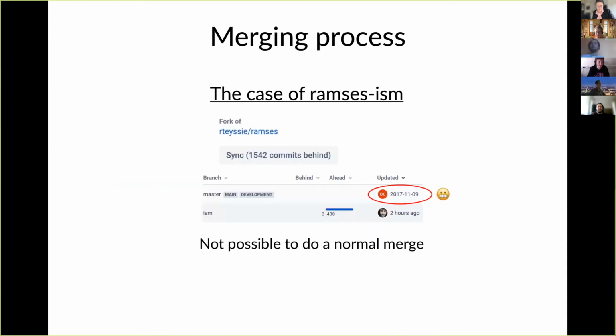So we'll talk here a little bit about the case of Ramses ISM, since right now I'm at CEA in Saclay. We use the Ramses ISM version for star formation simulations. You can see it's a fork of Ramses which is a lot of commits behind. The master branch was last updated in 2017, but there is still a lot of active development on the main Ramses ISM branch. So the issue here is that you cannot do a simple merge back into the main repository because both have diverged too much.